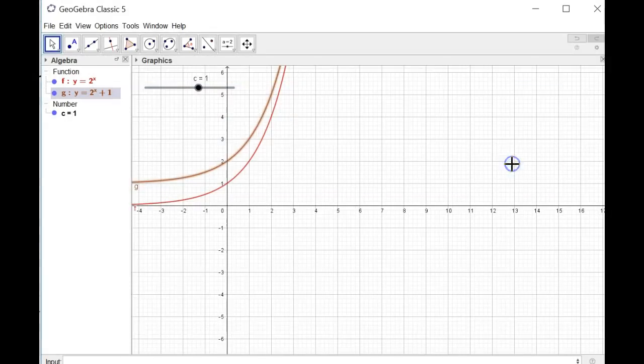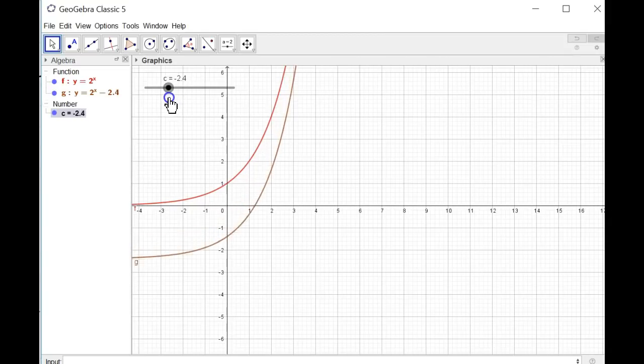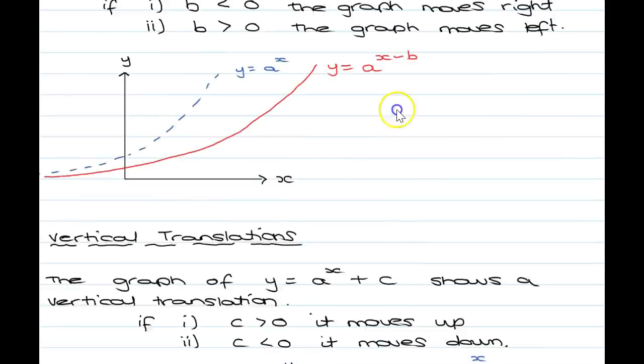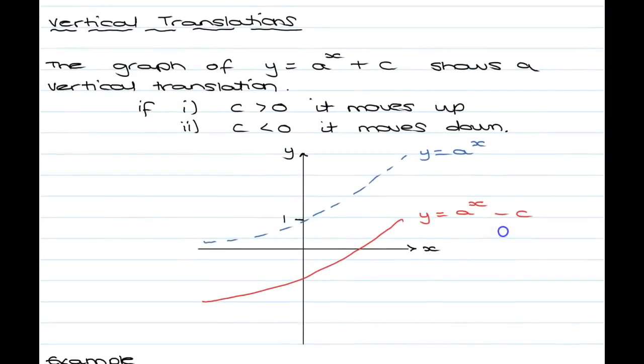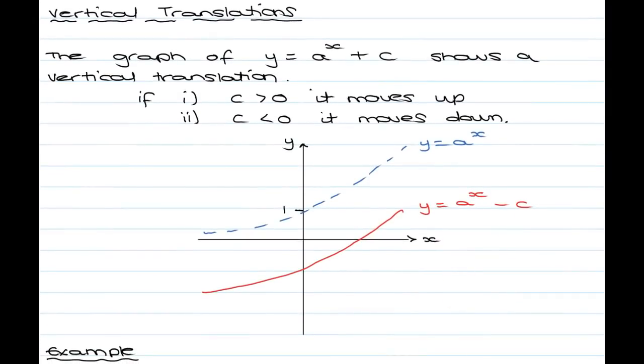What you can see is the current graph is 2 to the power x and it's moved up one place. Now as I make c positive, you can see that y-intercept changes as it goes up. So it's a vertical translation, and of course the same the other way. If I make c negative, it goes down. It's called a vertical translation. So again, what I'd like you to do is make some notes on vertical translations by pausing the video.